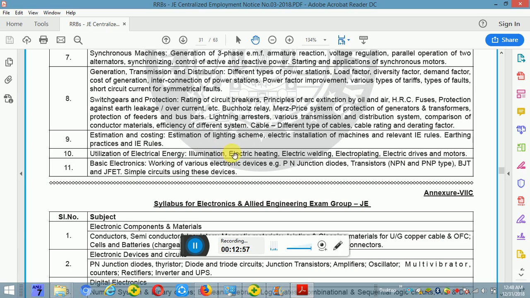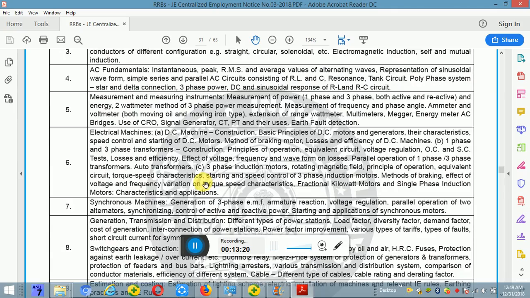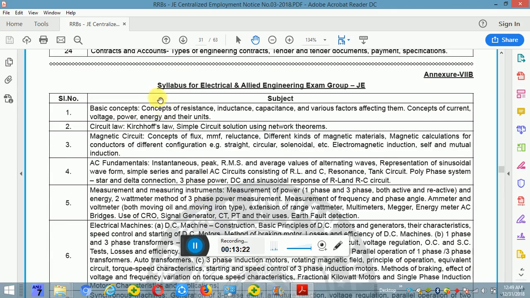In all these subjects they relate to electrical, and one of the subjects is basic electronics. This covers the working of various electronic devices, for example PN junction diode, transistors, NPN and PNP type, BJT and FET, and simple circuits using these devices. This is the total detailed syllabus of the Electrical Junior Engineer exam in RRB.